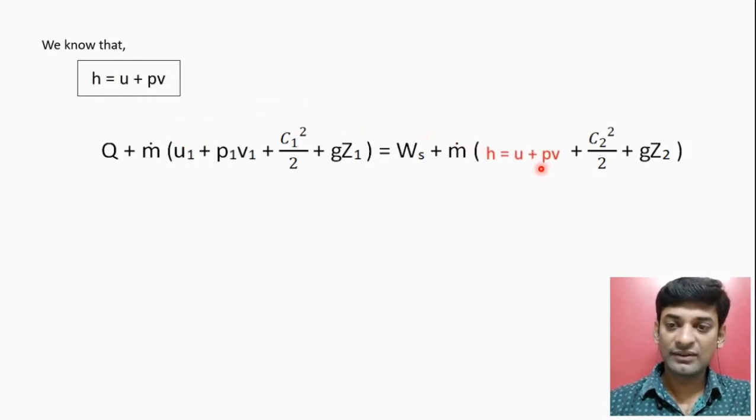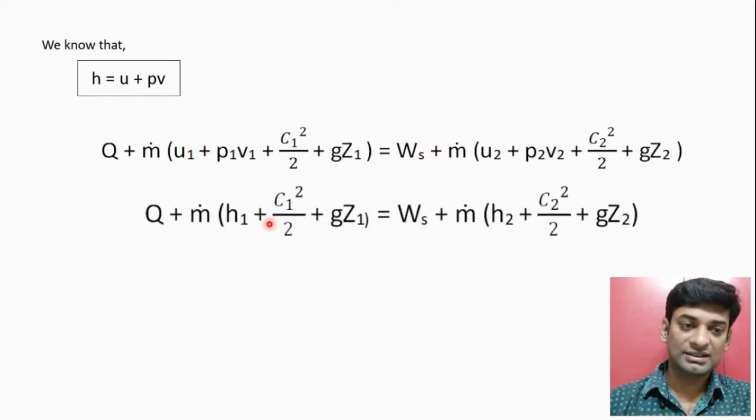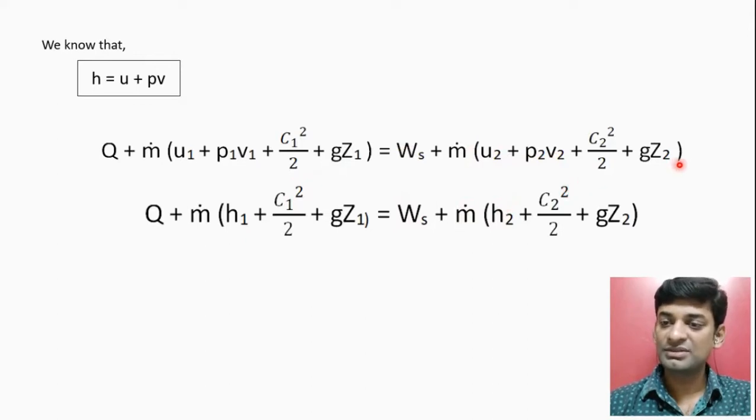So this equation becomes like this. This Q is taken as it is. M is here. Instead of U1 plus P1V1, I am using H1. All other terms remain the same. Similarly, Ws, M, instead of U2 plus P2V2, I am using H2. All other terms remain the same.